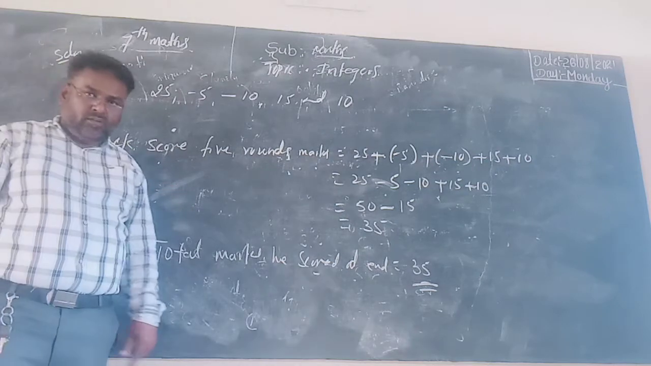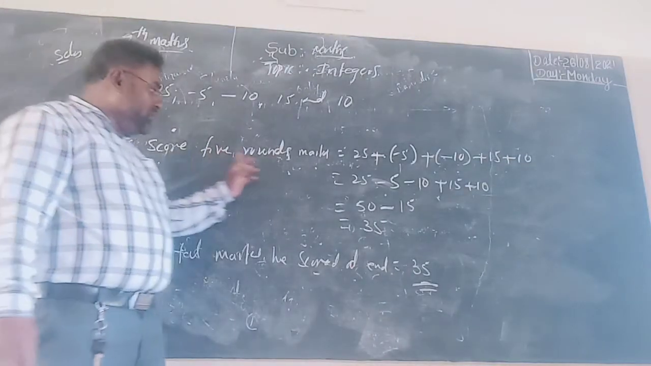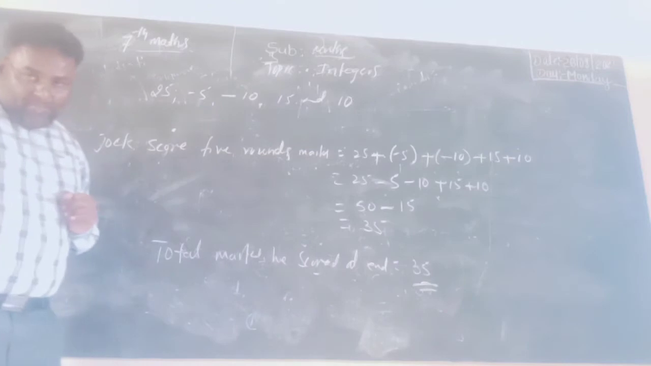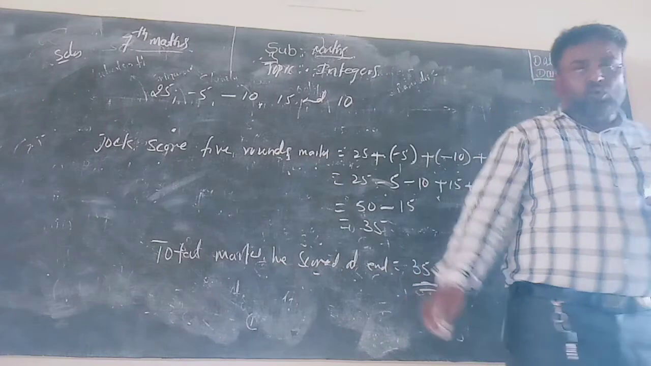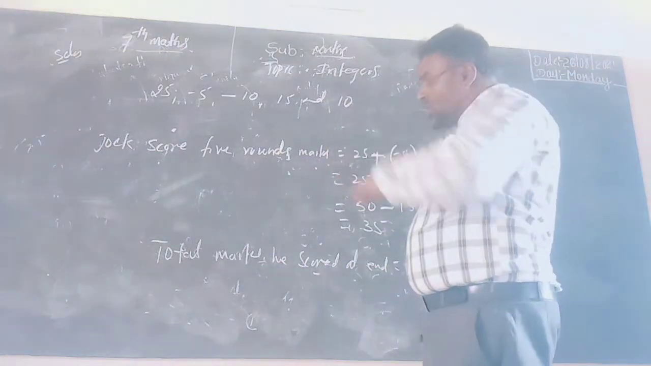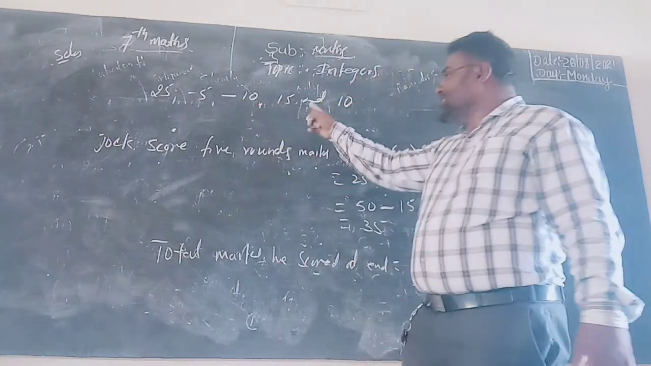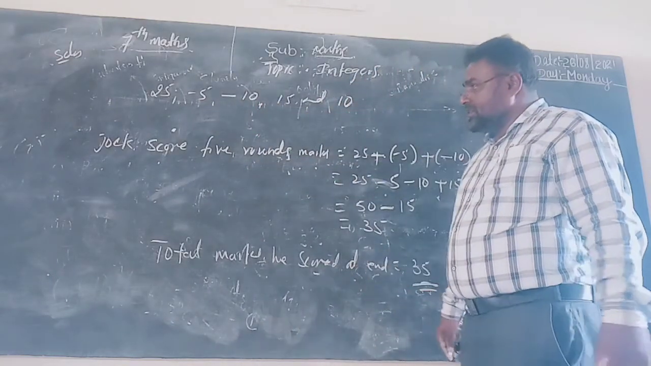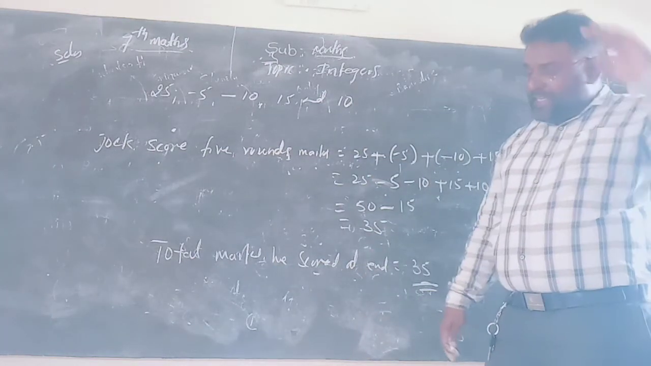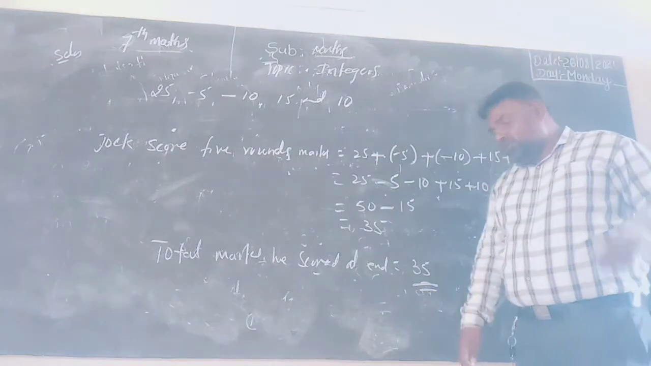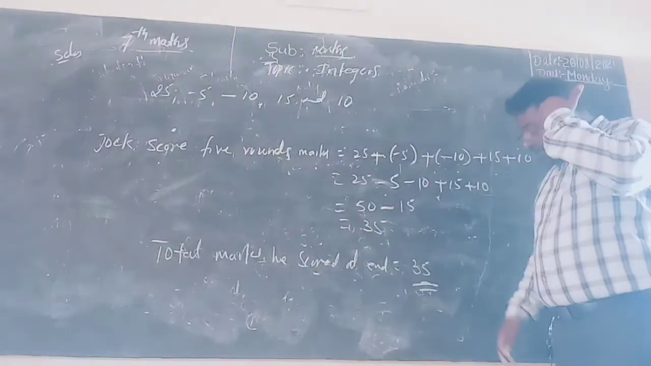Mr. Jack scored 5 rounds of marks in a quiz program. In a quiz program, Jack scored positive and negative marks in 5 rounds, that is 25, minus 5, minus 10, 15 and 10. At the end of the quiz, find the total number of marks scored by Jack.